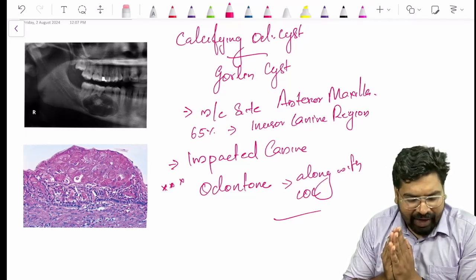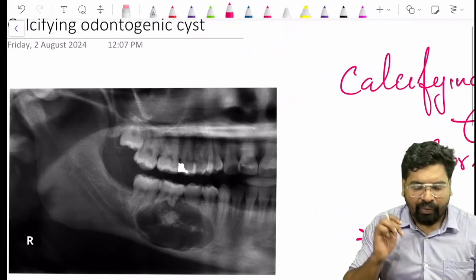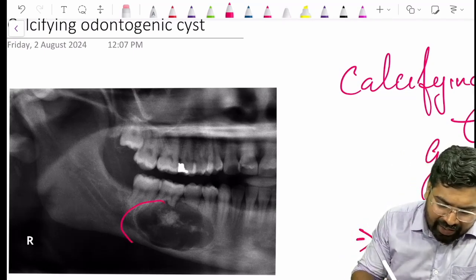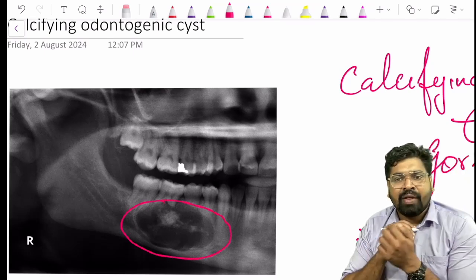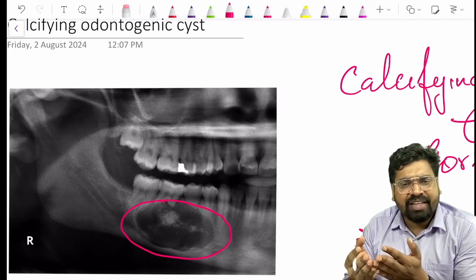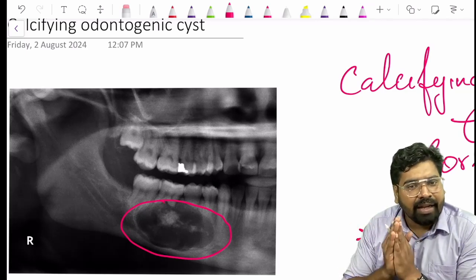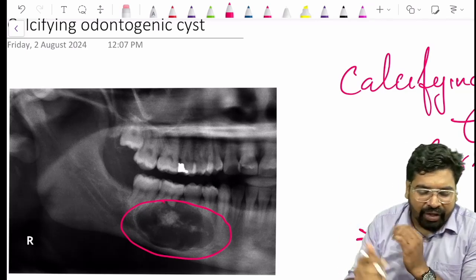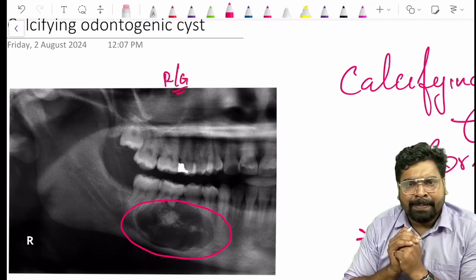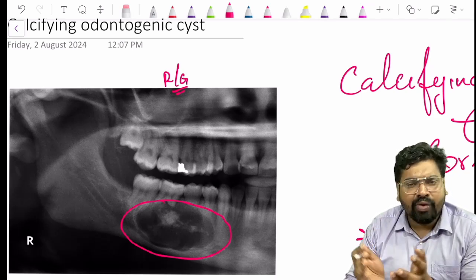What question will they ask you? Can you see the radiograph? I will show you the radiograph here. What about the radiograph of COC? We are seeing a radiolucent lesion. It usually comes in the anterior maxillary region, but it can come in the posterior also. 65% of the cases come in the anterior maxilla. The radiograph of calcifying odontogenic cyst shows a unilocular radiolucency.